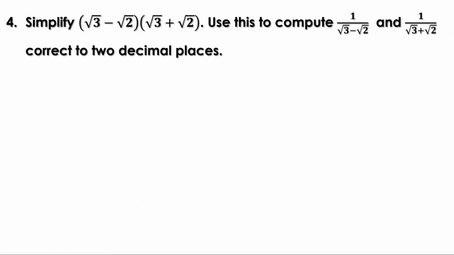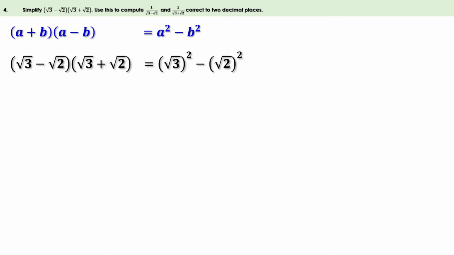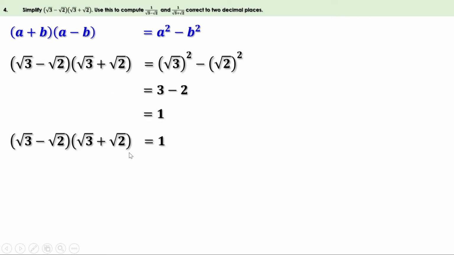Next problem. Simplify root 3 minus root 2 into root 3 plus root 2. Use this to compute 1 by root 3 minus root 2 and 1 by root 3 plus root 2 correct to 2 decimal places. We know a plus b into a minus b equal to a square minus b square. Therefore, root 3 plus root 2 into root 3 minus root 2 equal to root 3 square minus root 2 square. The square of root 3 is 3 and square of root 2 is 2. So this can be written as 3 minus 2 and 3 minus 2 is 1. That means root 3 minus root 2 into root 3 plus root 2 equal to 1.